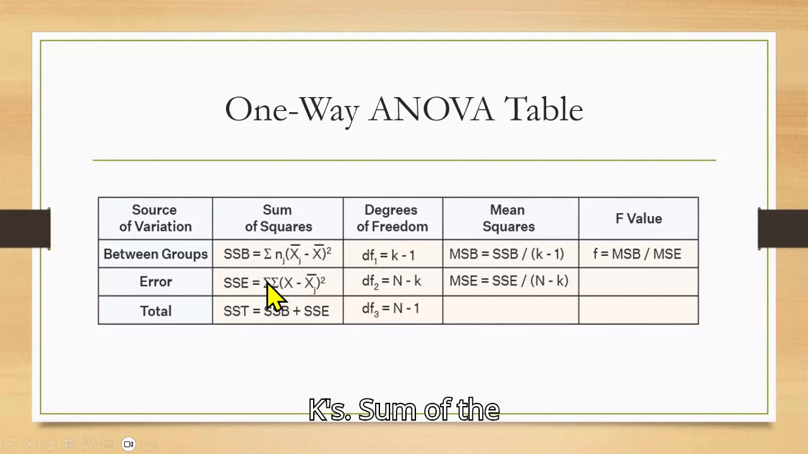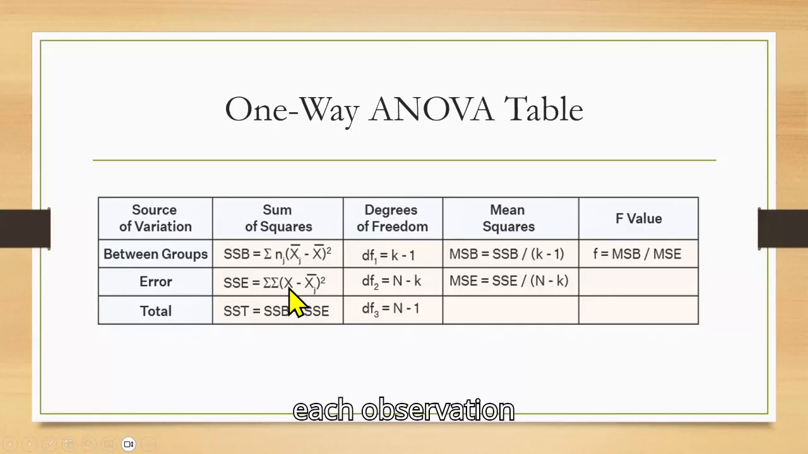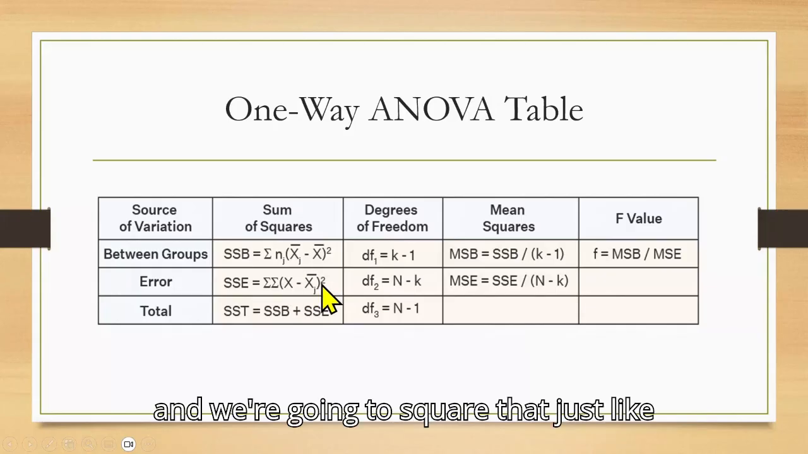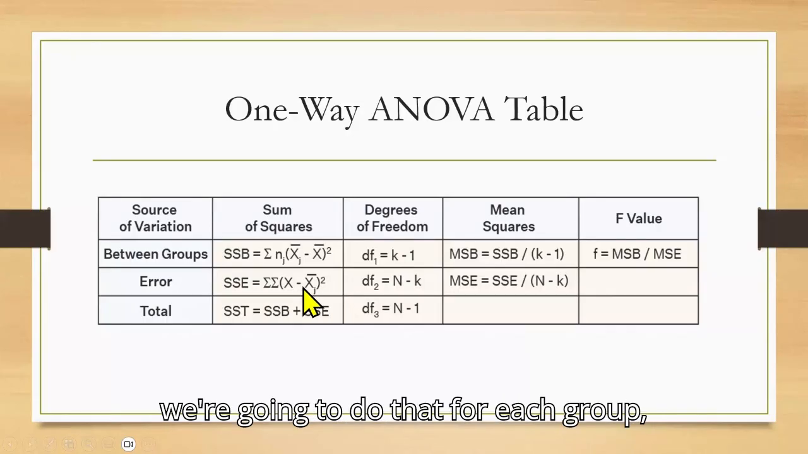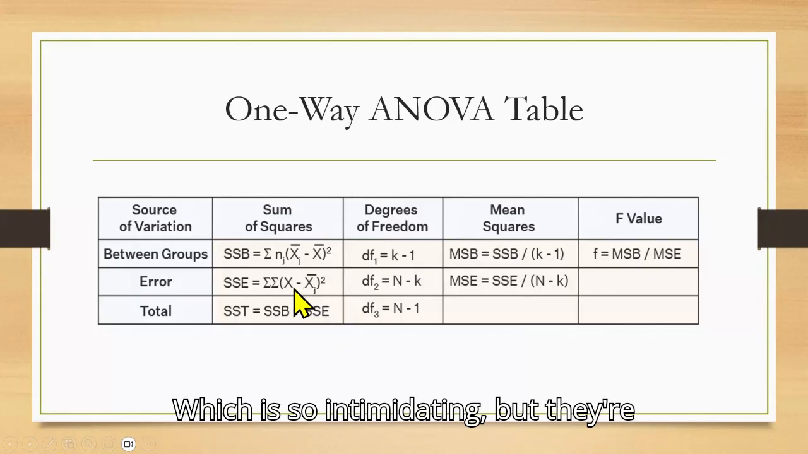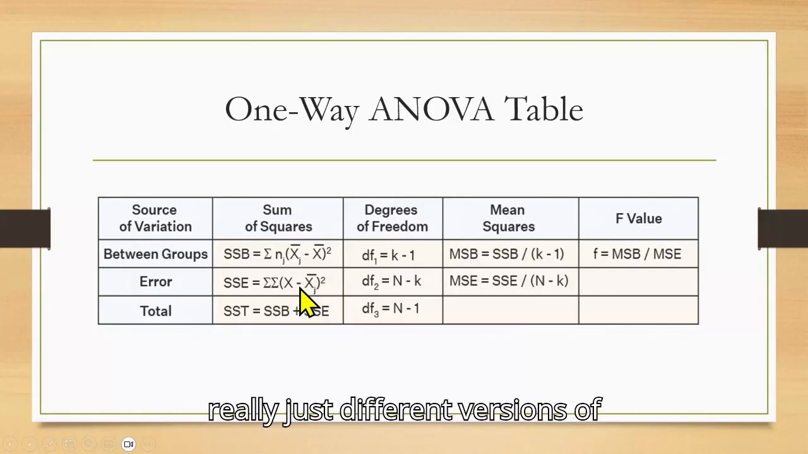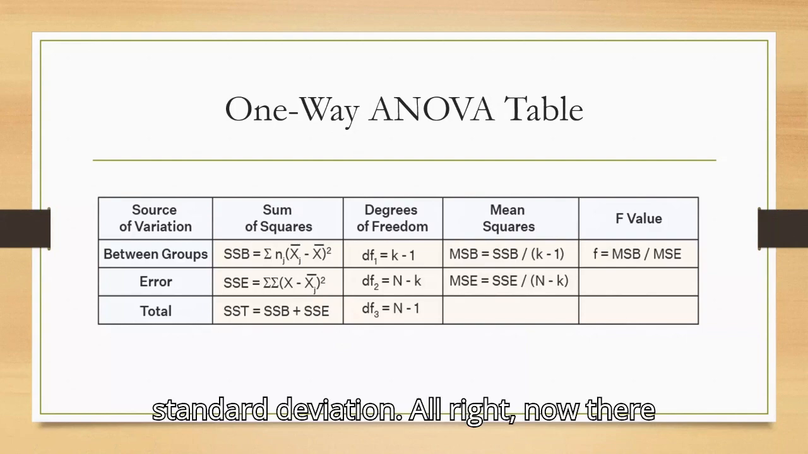Sum of the squares error is basically we're calculating the error like we would in a standard deviation. Each observation subtracted from the mean, and we're going to square that just like we would in a standard deviation. However, we're going to do that for each group, and then we're going to add those up across all k groups. Equations look intimidating, but they're really just different versions of finding the standard deviation.